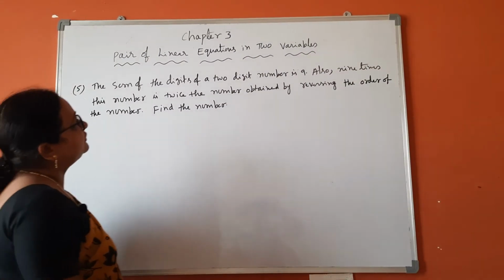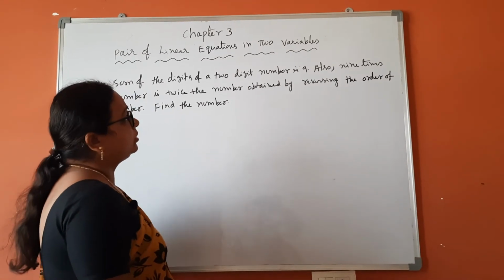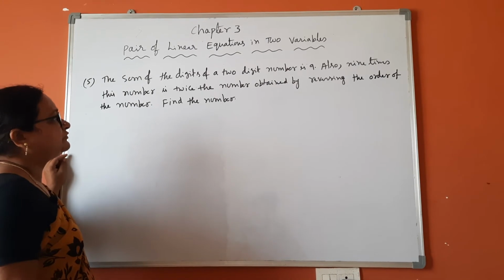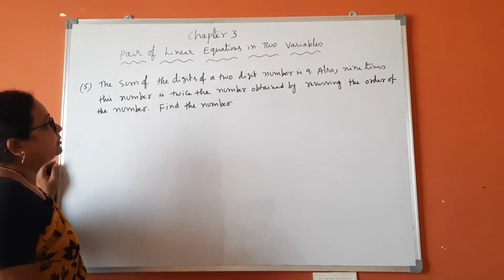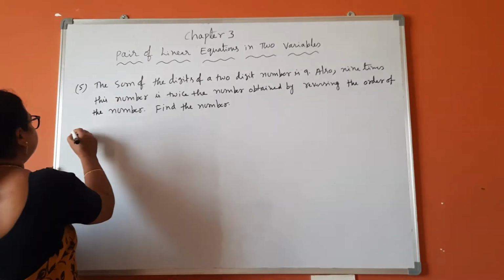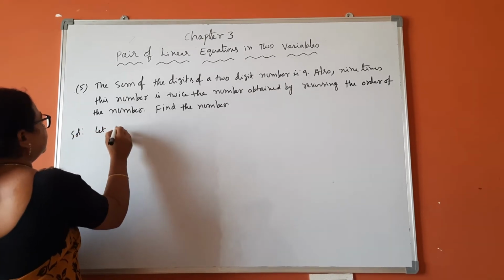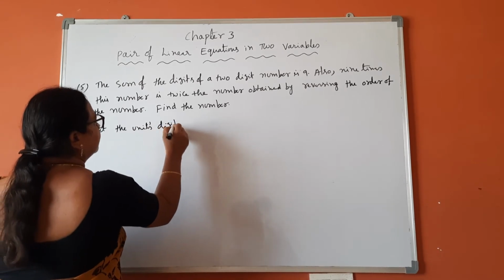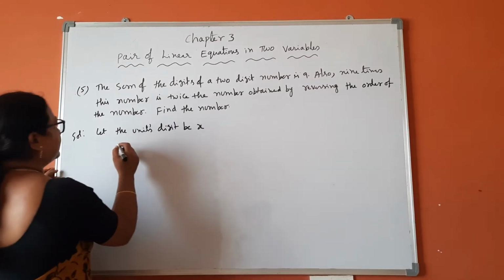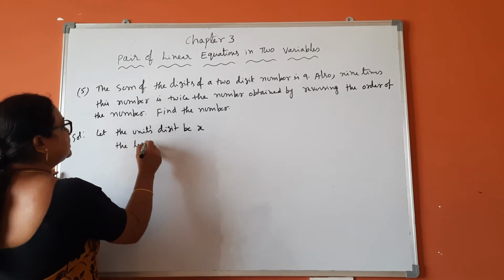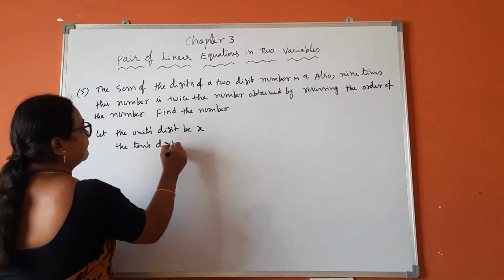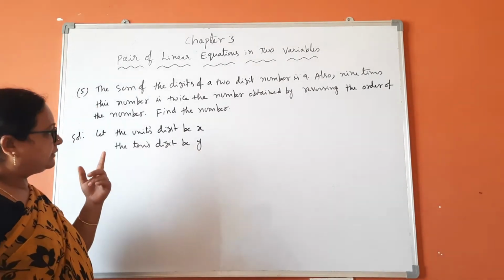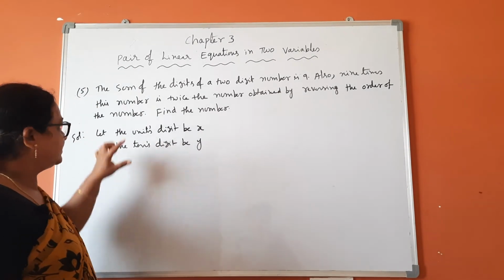The sum of the digits of a two-digit number is 9. Also, 9 times the number is twice the number obtained by reversing the order of the digits. Find the number. Okay, so it is a two-digit number. Let the units digit be x and the tens digit be y, because it is a two-digit number, units digit and tens digit.